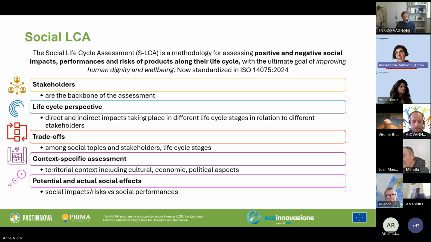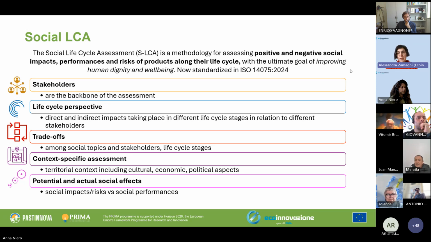The social LCA is a methodology that mirrors very much the LCA one. So it is structured in terms of phases, such as in LCA. So we have a goal and scope phase, an inventory phase, an impact assessment phase, and an interpretation phase. And it has a lot of differences compared to LCA. So this is an important element to acknowledge.